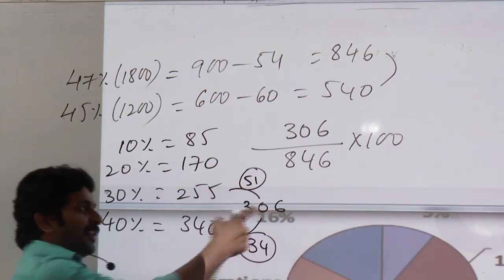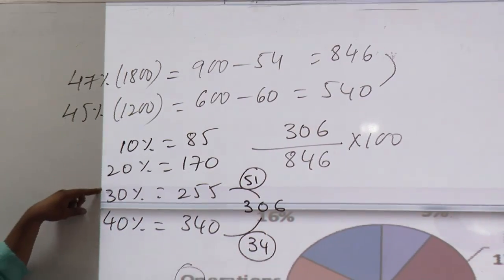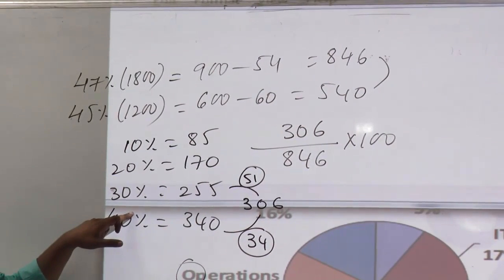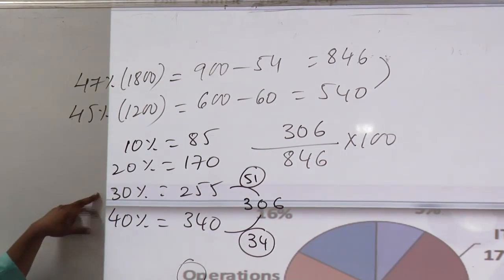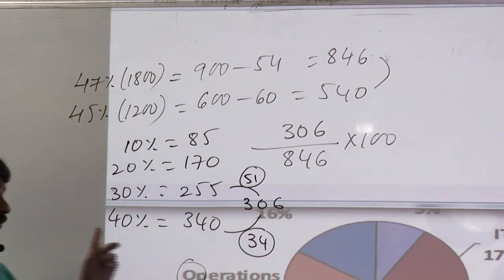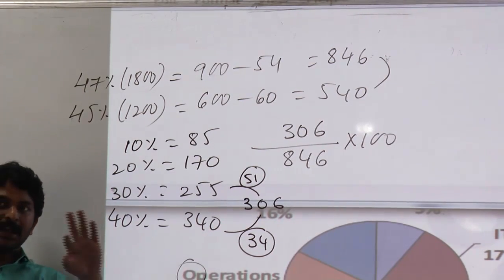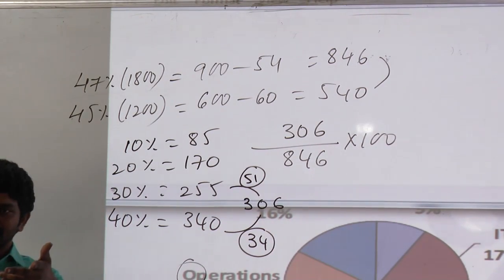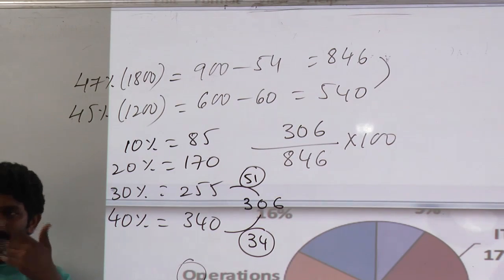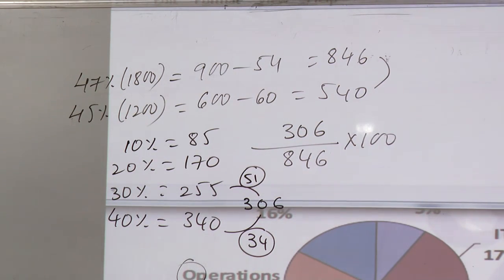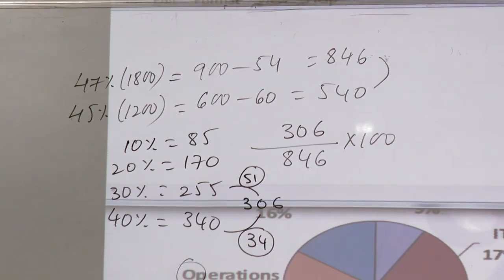So can you say 306 will be exactly in between 30% and 40%? No. It is in between 30 and 40, but close to 40. So answer should be more than 35. How many options are there? How many options are more than 35?